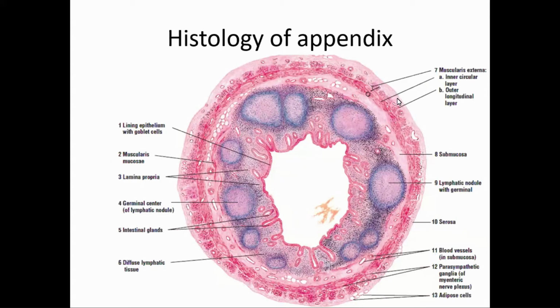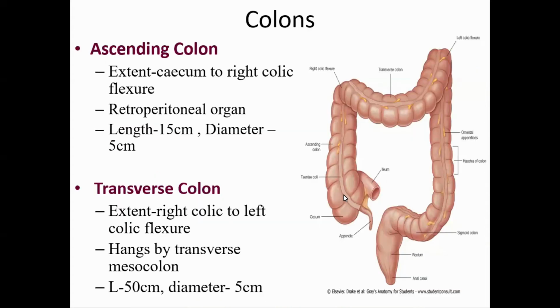And the serosa is lined by the mesothelium and rests on loose areolar connective tissue. The characteristic feature of the appendix is the presence of lymphatic nodules. The cecum: what is the length of the cecum? 6 centimeters. And breadth? 7.5 centimeters. And this cecum may be intraperitoneal or retroperitoneal.